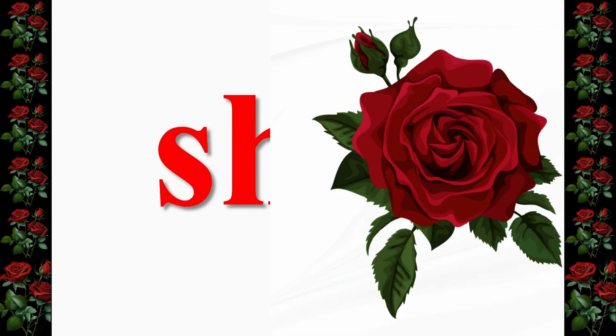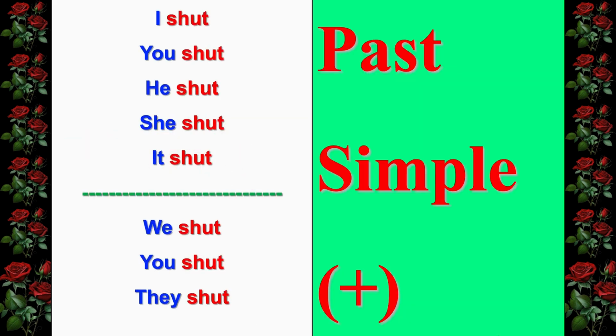Shut doesn't change. The same as I said with cat, with let, with put, now with shut. What's the difference between this past simple and present simple? The problem is just with he, she, it. If you find "he shot" without s, you know that it's past simple. If it is with s, it's present simple. Let's practice this verb. I shot, you shot, he shot, she shot, it shot, we shot, you shot, they shot.